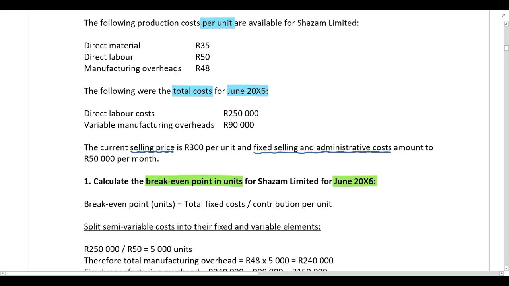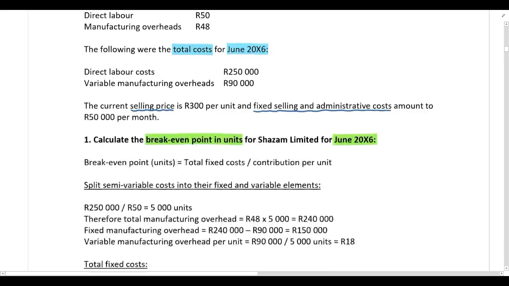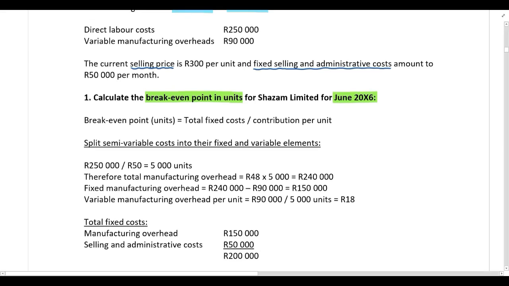Alright guys, now I recommend that you start by writing out the formula, because once you have the formula, you'll then see what other calculations are required. So if we want to calculate the break-even point in units, we need to take total fixed costs and divide by the contribution per unit. And how do we calculate the contribution per unit? It's the selling price per unit minus the variable costs per unit.